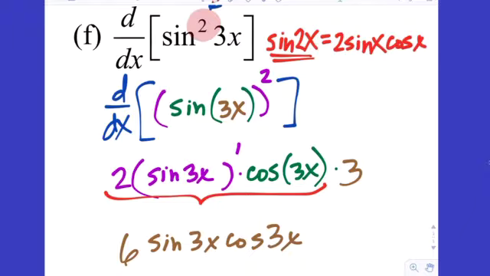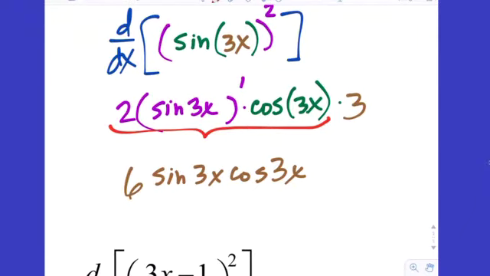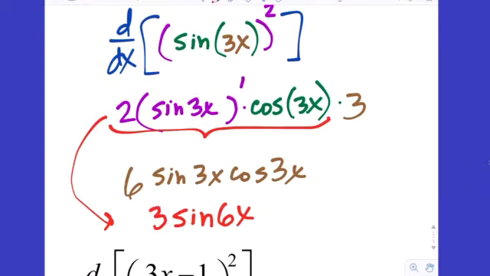So 2 sine of 3x cosine of 3x can also be written as sine of what? 6x. And that will take care of those, and then we would just have a 3 in the front. So either one of those are correct. The bottom one, though, I like that better for a multiple choice answer because it's less typing for me.